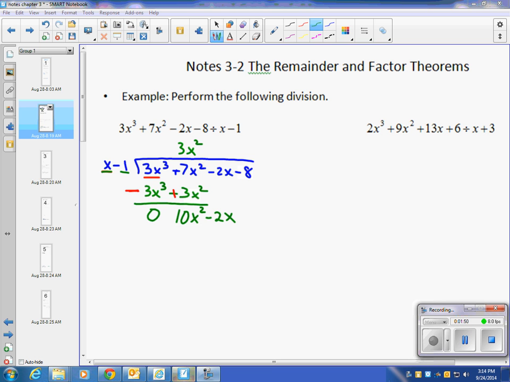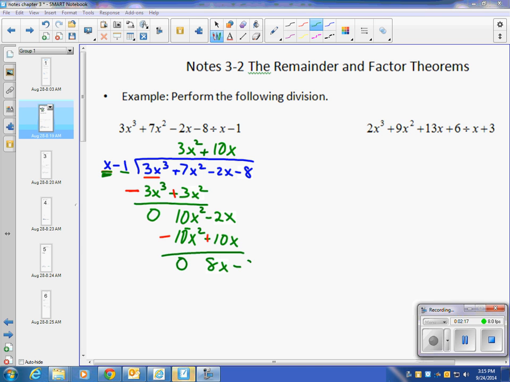Then we do the same division. What times x would give me 10x squared? Well, that would be a 10x. 10x times x is 10x squared. 10x times negative 1 is negative 10x. And what do we do? We draw the line and we change both signs. Do the subtraction. Once again, 0 says you're on the right track, and we get an 8x.